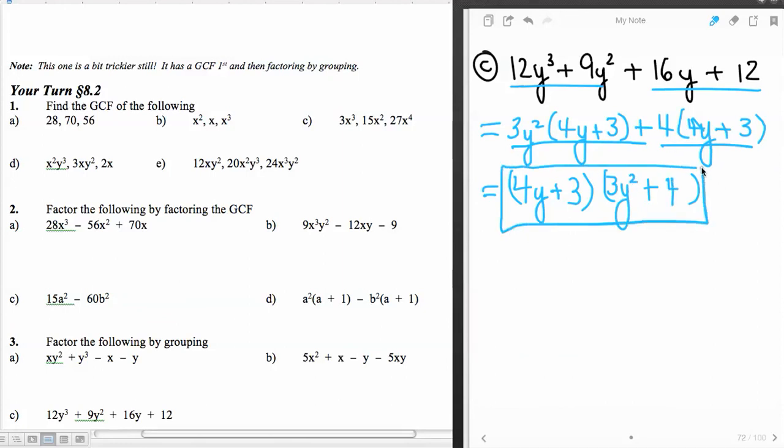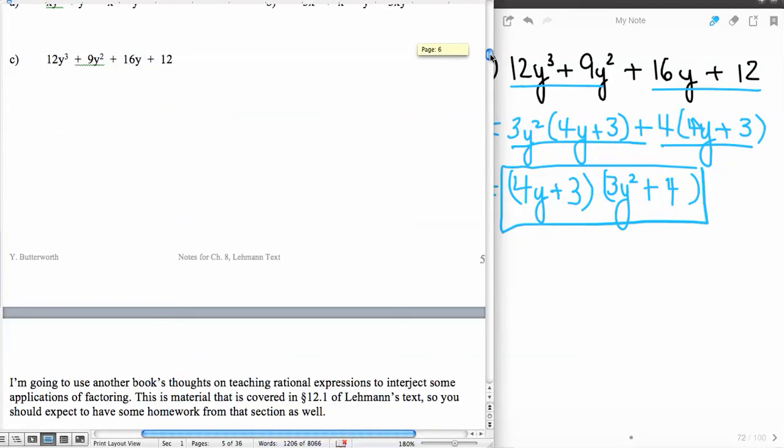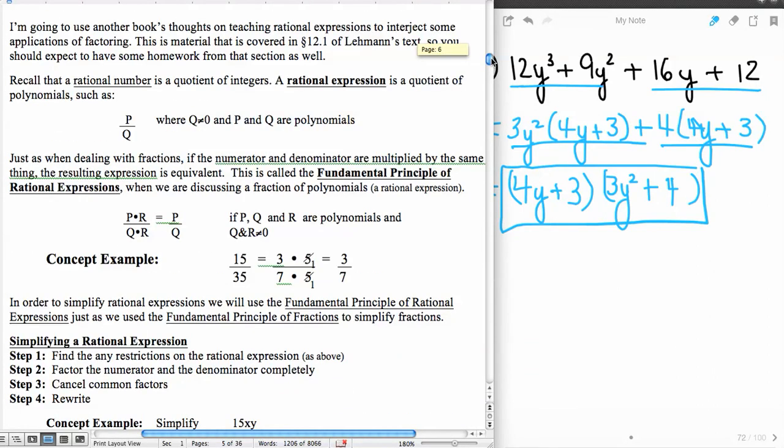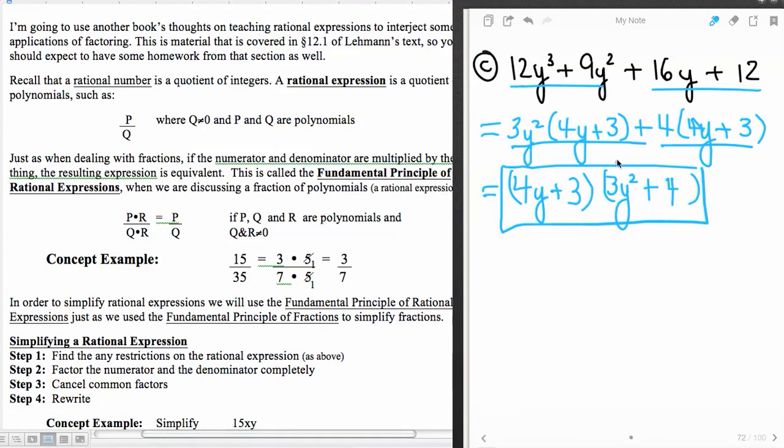Now that one we'll learn later doesn't factor anymore for sure. So those are the Your Turn problems. Hopefully that went well, and now we're going to be ready to jump on into doing a simplification of rational expressions, and this is from section 12.1 of Lehman's text, but it gives an application of our factoring. And so I want to start in of, hey, why would we want to use this? So that's what we'll be doing in the next lecture.